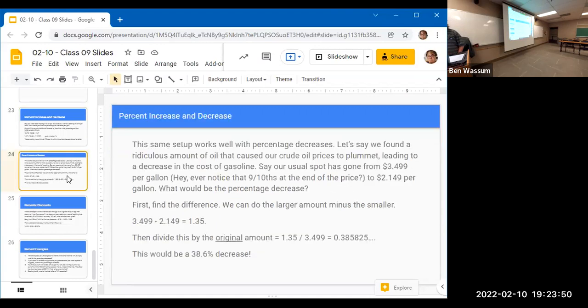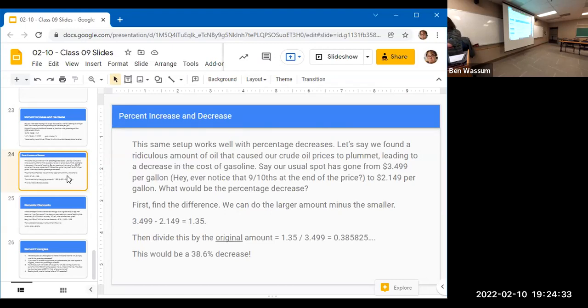So the same concept applies on a percentage decrease. Let's say that you randomly found a ridiculous amount of oil that caused the crude oil prices to plummet, leading to a decrease in the cost of gasoline. Say our usual spot has gone from 3.499 per gallon, and I put in the third digit because everything always says 9/10 of a penny at the end of it. Guess what that's rounding up to? Another penny. Nobody pays attention to that, but whatever.